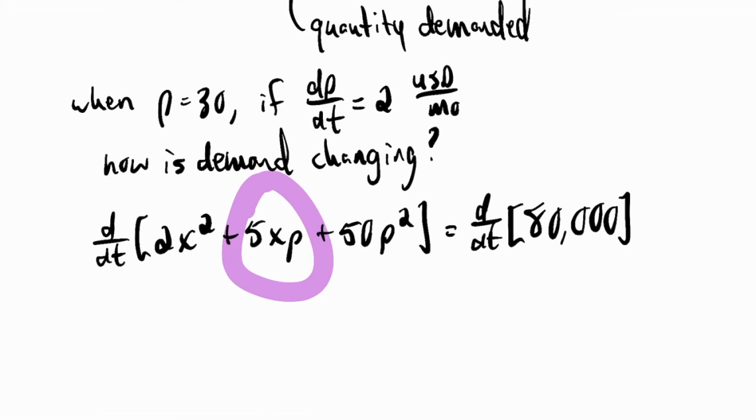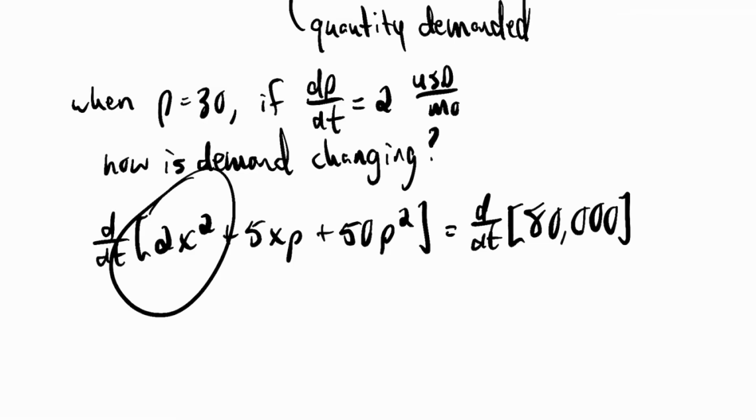We have to use the product rule here. We have a product of 2 functions of time. The demand x changes as a function of time, and the price p changes as a function of time. So I'm going to have to use the product rule. So I'll go ahead and find the derivative here. This one, this is 4x dx dt.